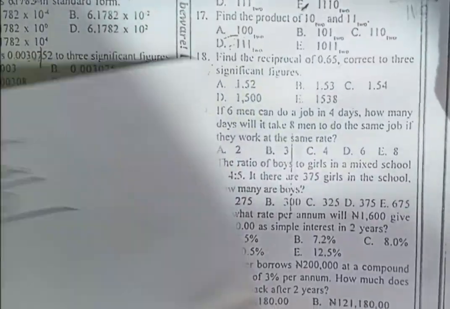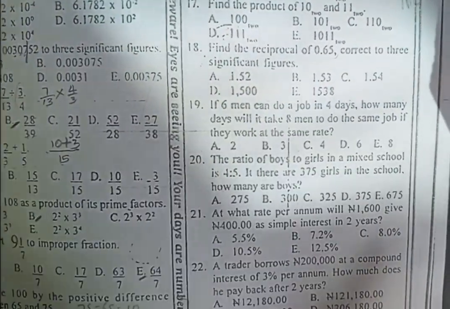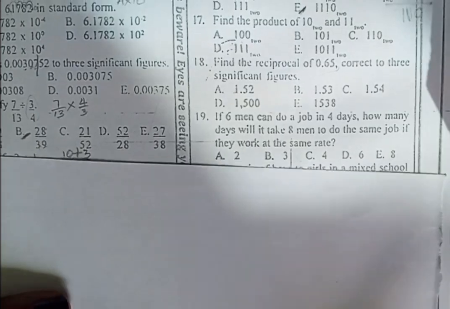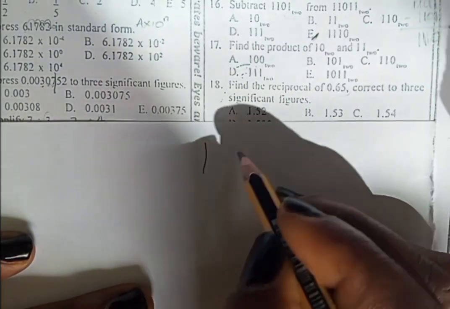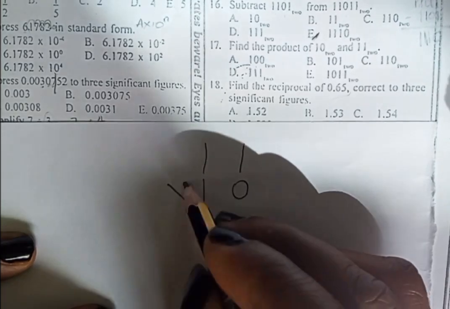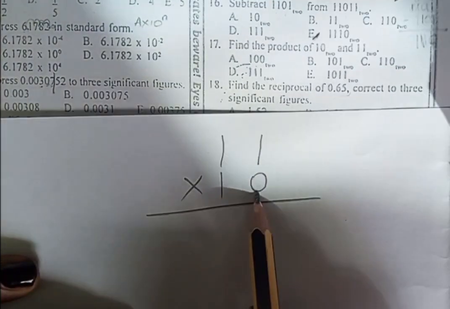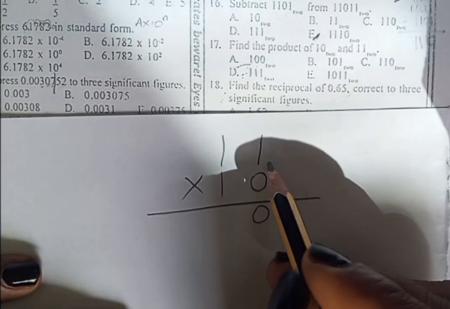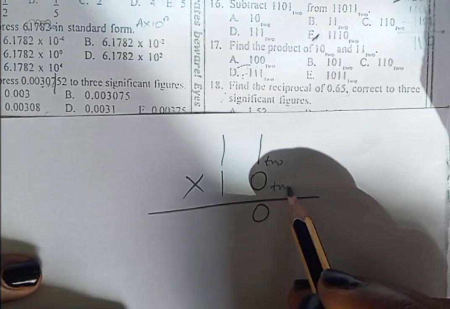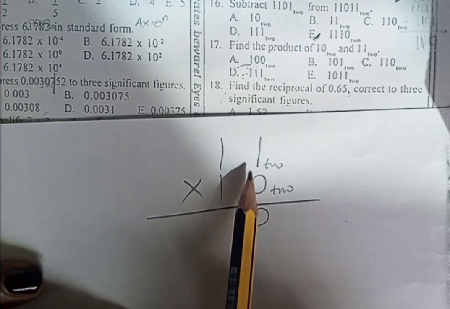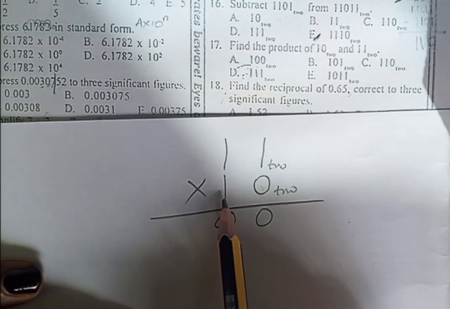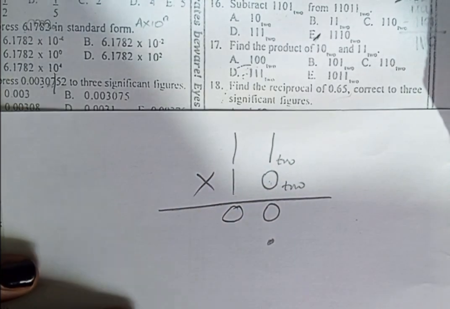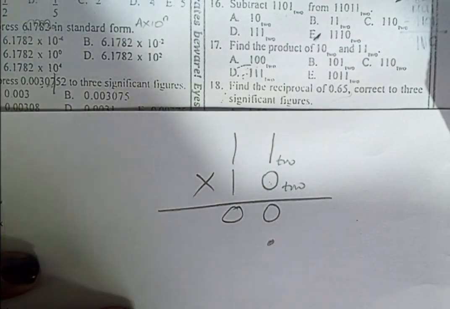Number 17, find the product of this. I have to do it somewhere on a paper so that there will be space. So I'm multiplying this by 1 and 0. Okay? 0 times 1 is 0. Mind you, we are talking about binary, base 2. So this times this is 0. This times this is what? 0. So I will put a dot here, okay, the primary school multiplication stuff.